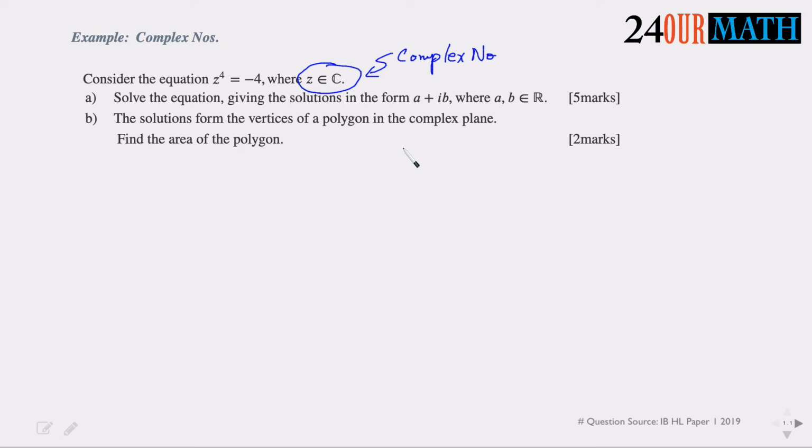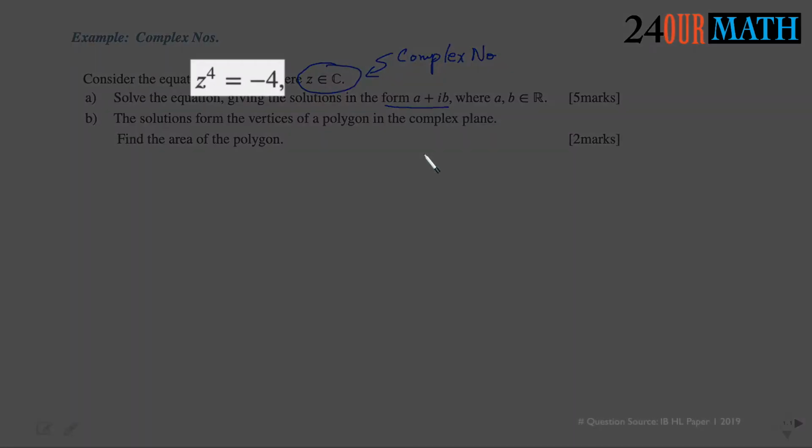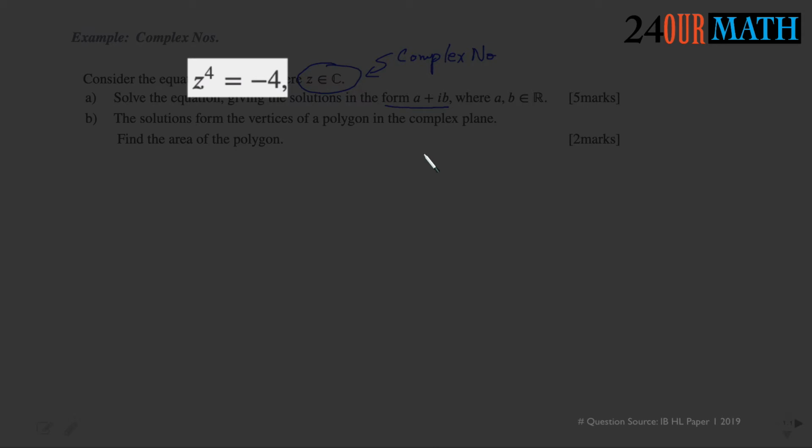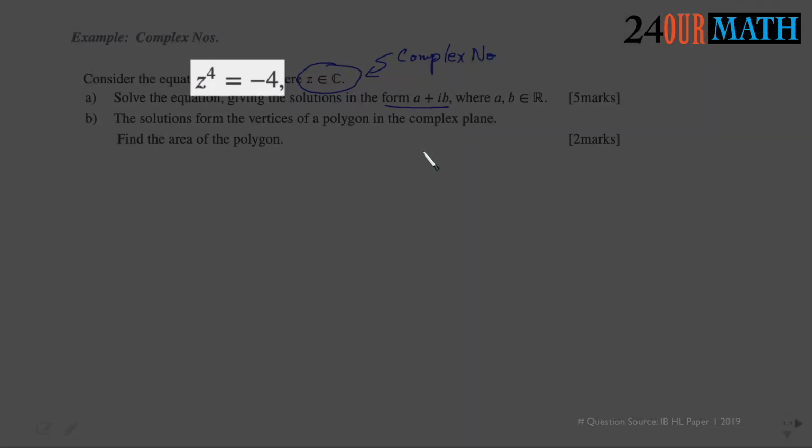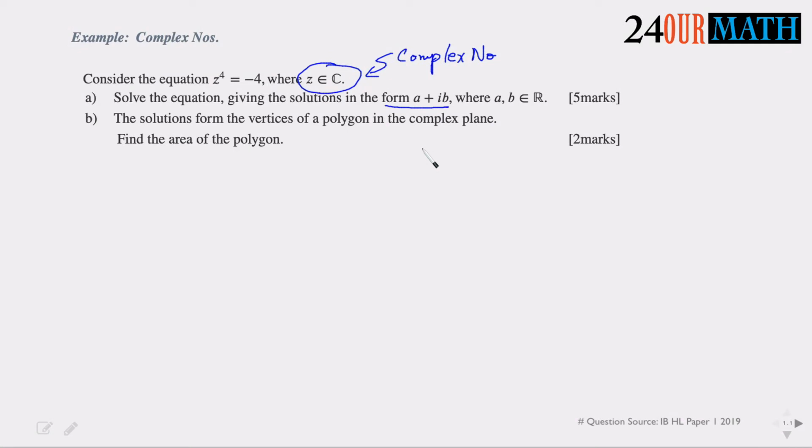Put aside part B. Part A is asking you to solve the equation and express the roots in the form a plus ib, where a and b are elements of the real number set. It seems that this kind of equation may entice you to use the polar representation of complex numbers. Yes, theoretically you may use this to solve it, but it's time consuming to convert the solution from polar representation back to the format a plus ib unless you are extremely proficient in manipulating polar representation, right?